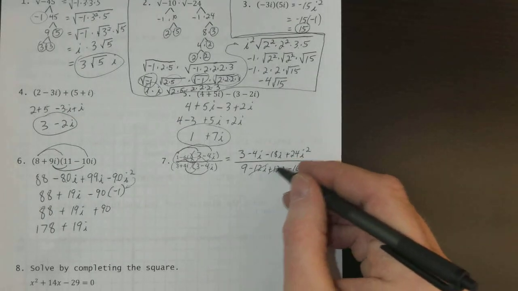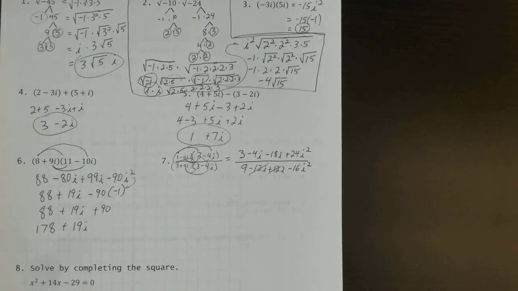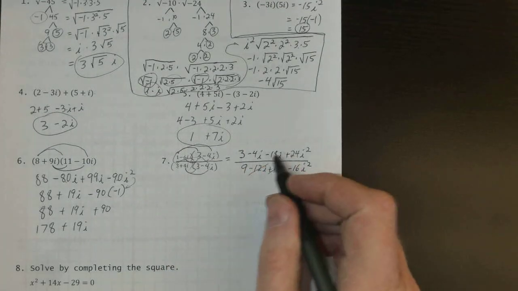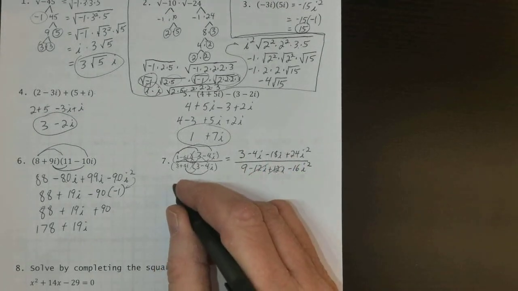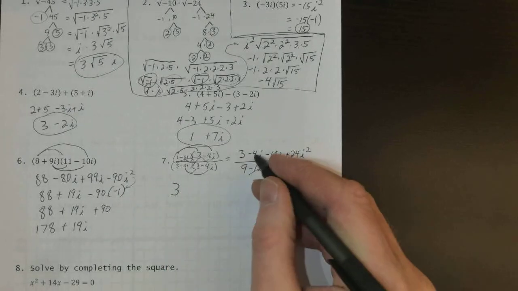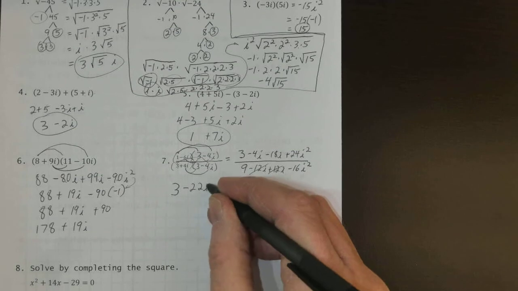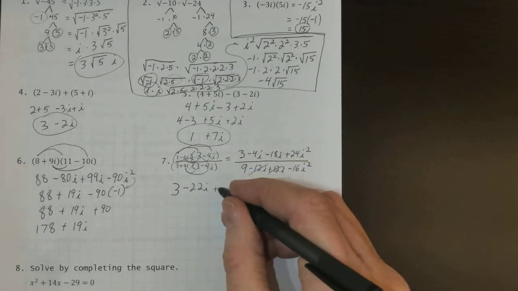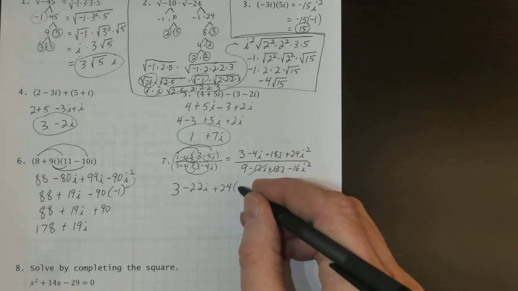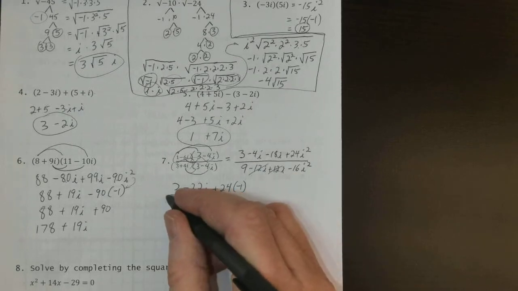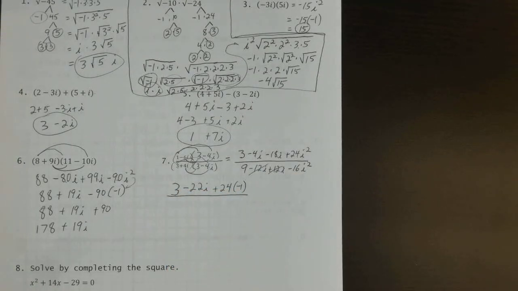And this is why it works, because those two cancel out there. Let me simplify the numerator some more. That's 3. Negative 4i and negative 18i is negative 22i. And then I'm taking the i squared out and putting negative 1 in its place. And I'll simplify that in a minute.